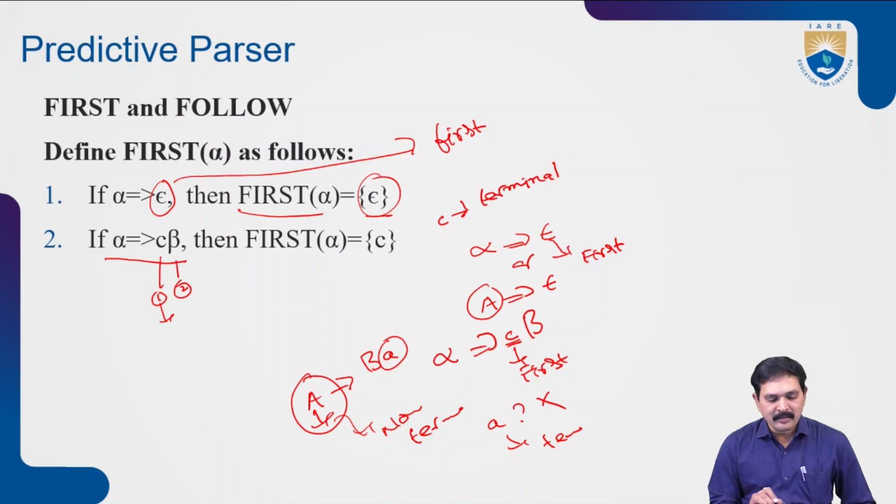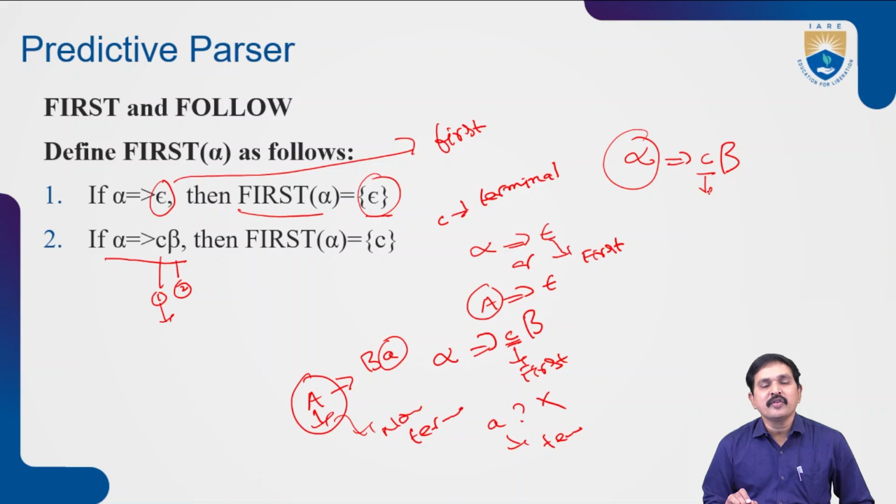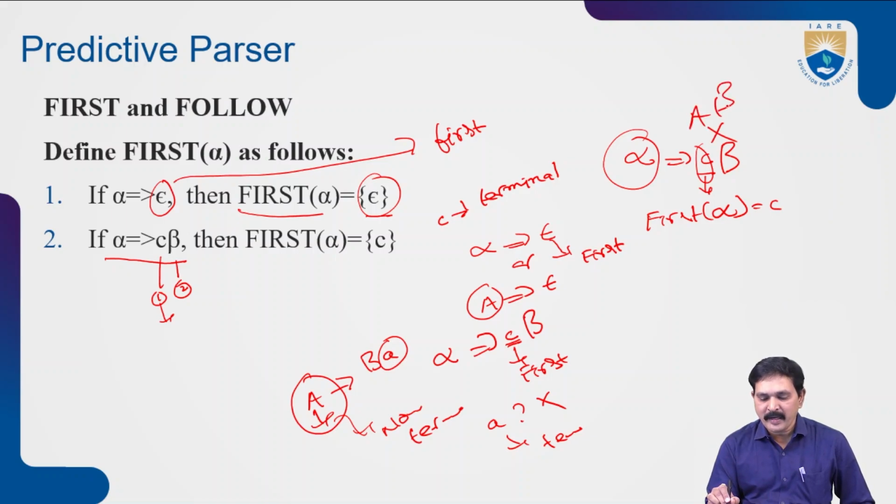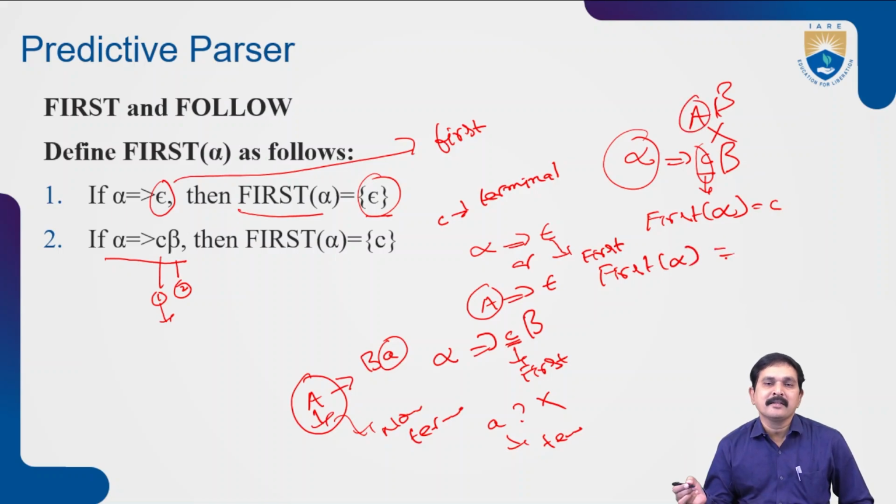Our case is alpha defines some c and beta. What is first of alpha? You should identify that the first symbol is a terminal symbol, so directly we get the result: first of alpha equals c. Suppose it is not a terminal symbol, but a non-terminal symbol like A and beta. At that time we go for the implication: first of alpha becomes first of capital A, because A has some other derivation.